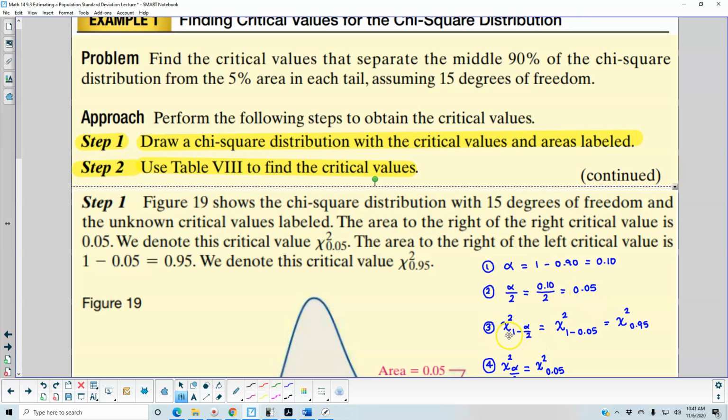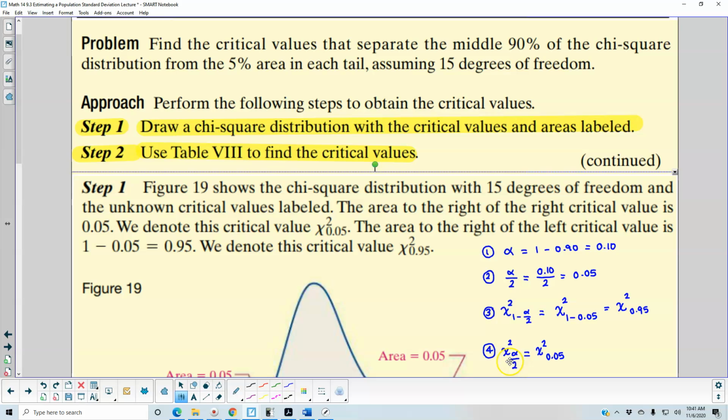Now, in step number 3, if we want to find chi-square of 1 minus alpha divided by 2, it's the same thing as chi-square of 1 minus 0.05, which becomes chi-square of 0.95. And then in number 4, we just have the other critical value, which is chi-square of alpha divided by 2, and we know that alpha divided by 2 is 0.05 from step 2. So here are our 2 critical values, chi-square of 0.95 and chi-square of 0.05.